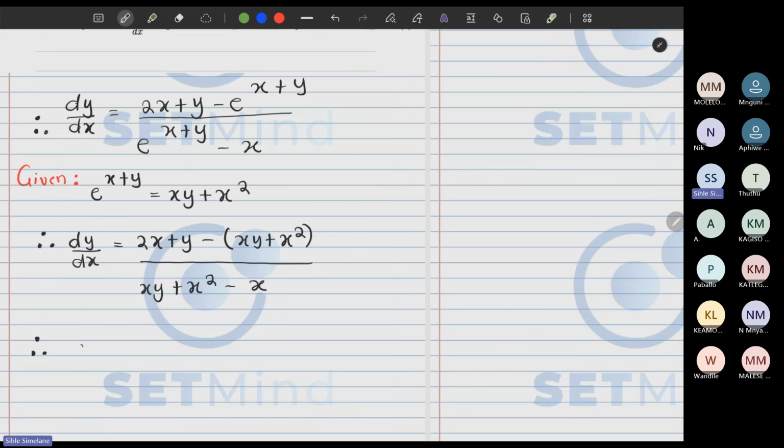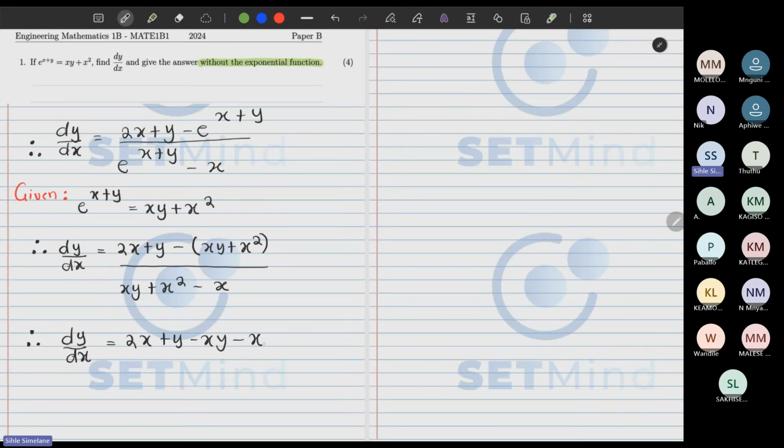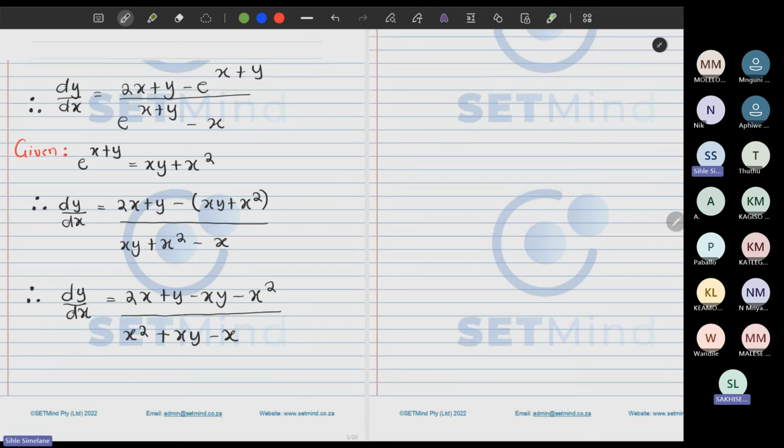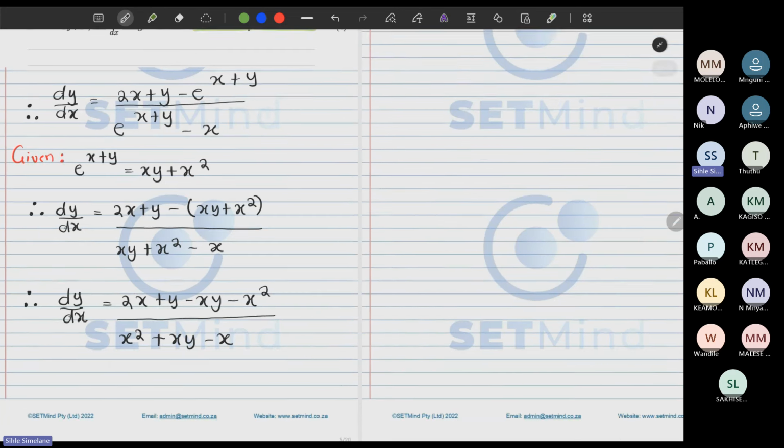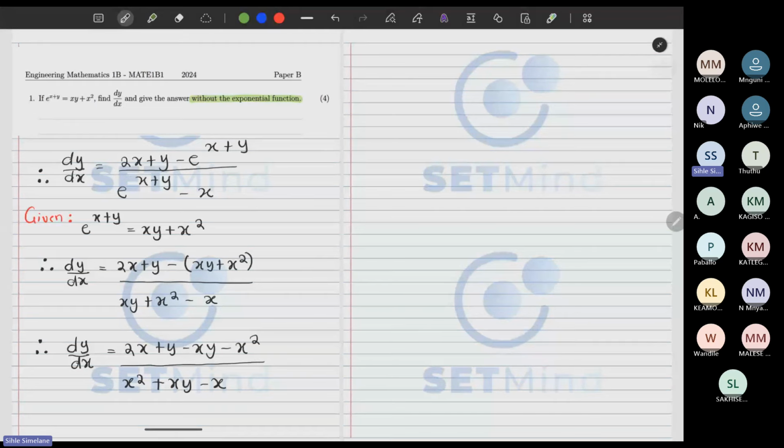So our answer, guys, is finally this dy/dx, and as you can see, there's no exponential function. We'll just have (2x + y − xy − x²) divided by (x² + xy − x). We can leave it like this. I do not see a need for us to further simplify this. Do you guys understand? If you do, give me a thumbs up. And if you don't, please ask a question. What is very important is we had to leave our answer without an exponential function.